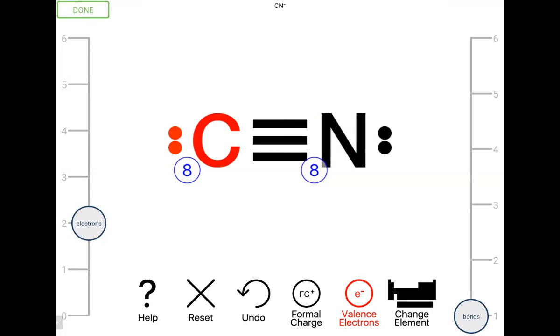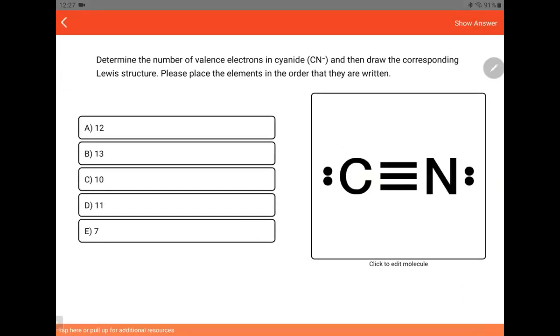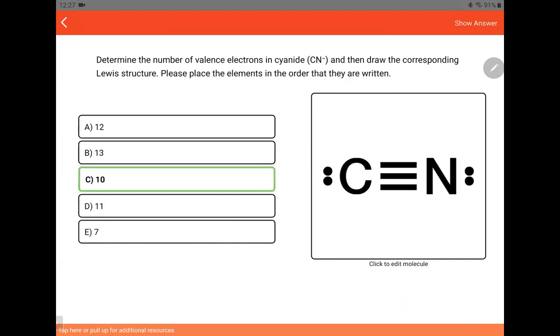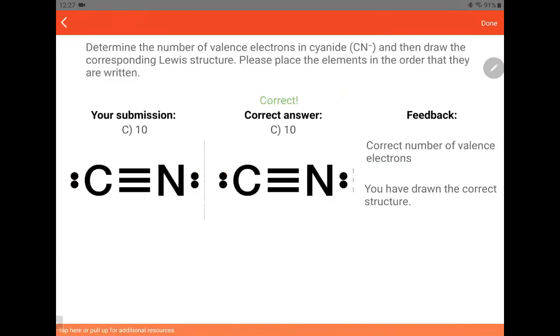One of those valence electrons came from the minus sign. Remember, minus means 1 additional electron. Minus 2 would be 2 additional electrons. Okay. There's that. I'm going to select 10. There we go.